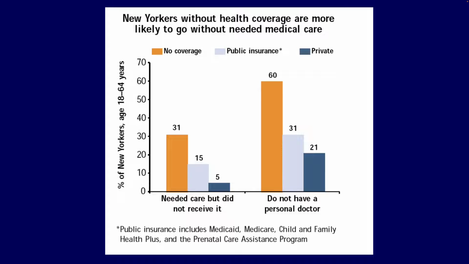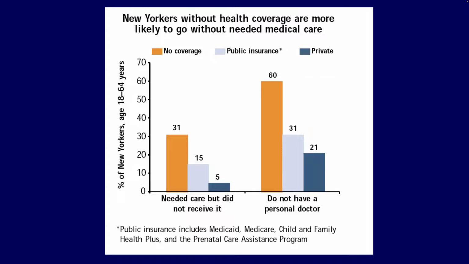Here's another example of data from the New York City Community Health Survey. Here they're focused on some of the questions related to healthcare access and healthcare insurance. On the left side of the graph, you can see the proportion of people who needed healthcare but didn't receive it, stratified by their insurance coverage. There's a gradient here with those having no healthcare insurance coverage, with the orange bar being more likely than other New Yorkers to need care but not receive it.